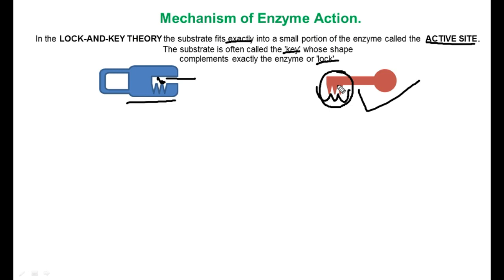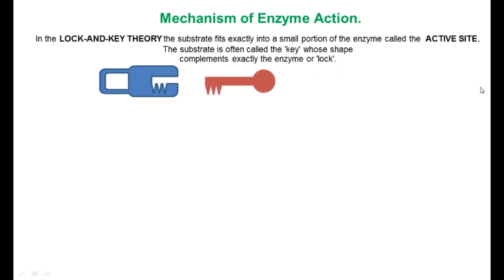This means that because the shape of this substrate is the same as the shape of the active site, it may bind to form the enzyme complex. Let us see. So this goes and binds like this. Exactly, they fit the active site. Exactly.